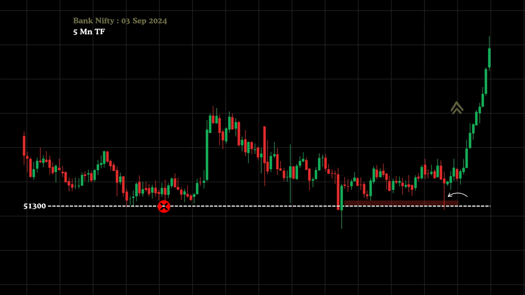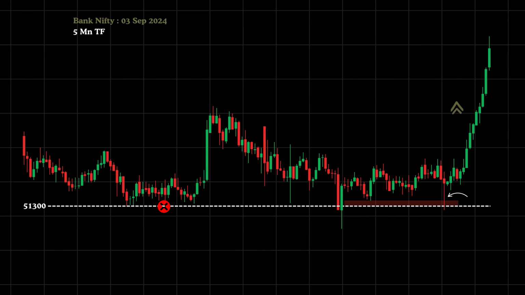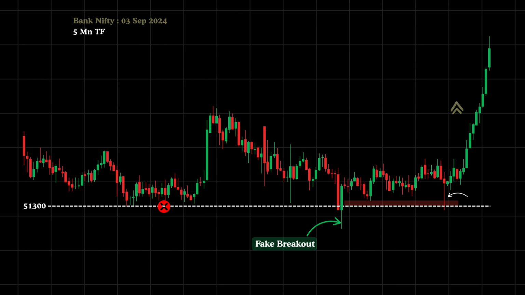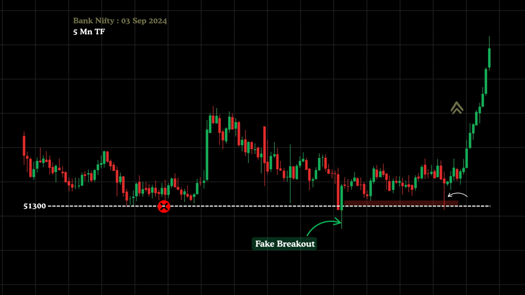This is how the smart money or operators lure and trap retail traders using false breakouts around critical psychological zones such as support and resistance. Now let's analyze a bearish scenario involving a resistance level.